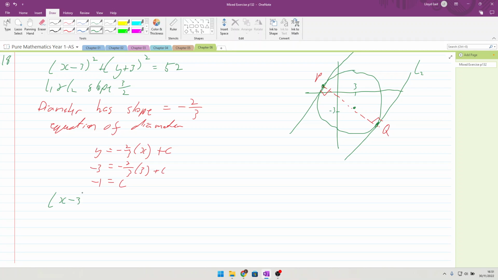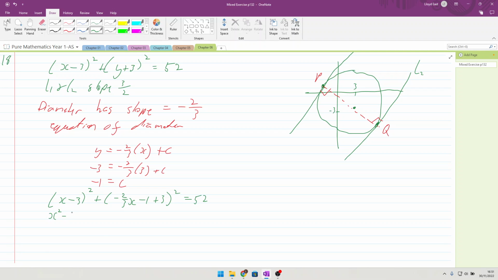So we can say (x minus 3) squared plus (y, which we've just said now is minus 2/3 x minus 1, plus 3) squared equals 52. So we've got a lot of x's going on here, so let's start multiplying this one out.